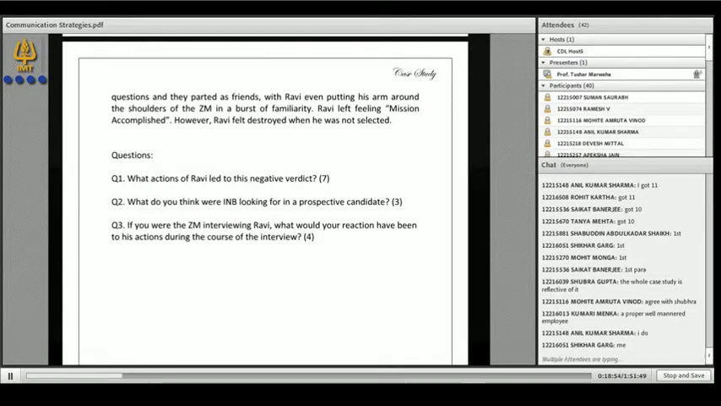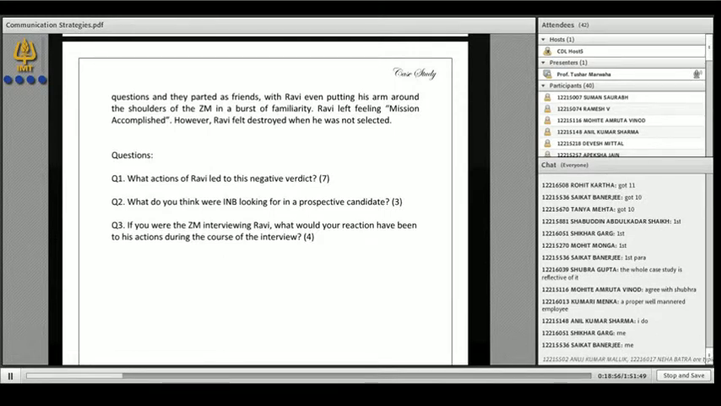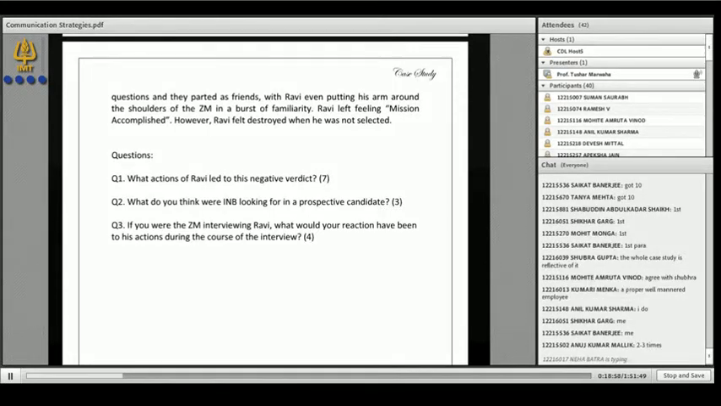So those of you who have specifically taken interviews, and those of you also who are thinking on this topic, tell me what would be your reaction if you were the ZM, Amit Sharma? What would have been your reaction to an interviewee like Ravi? If a guy like this rocks up to you and says, I am the candidate for the interview, what would your reaction be? That is my question.